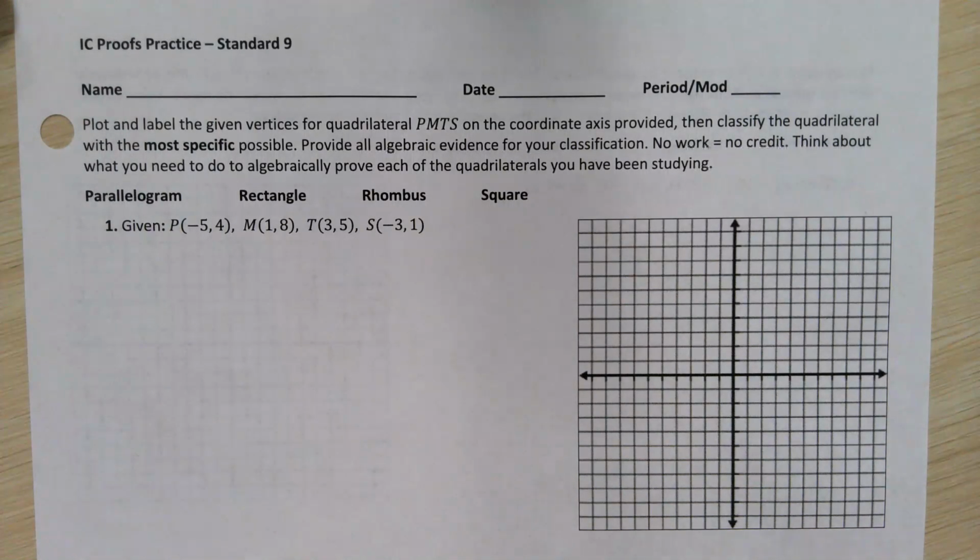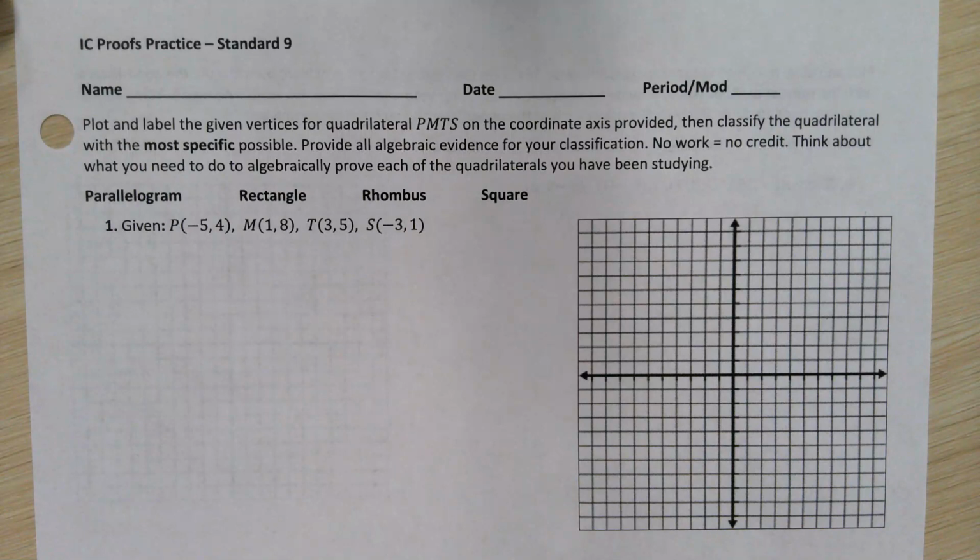Today's video is going to tie up some loose ends for standard 9 in terms of the coordinate proofs that we've been working on. So as we've gone through this standard, we've learned about coordinate proofs one shape at a time. So first we focused on showing that something was a rhombus, and then showing that it was a rectangle, and then showing that it was a square.